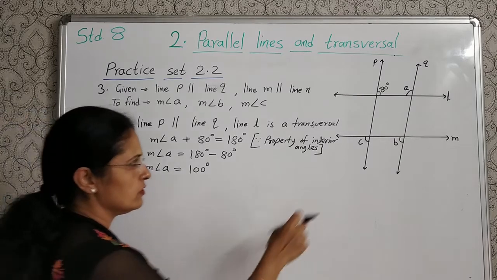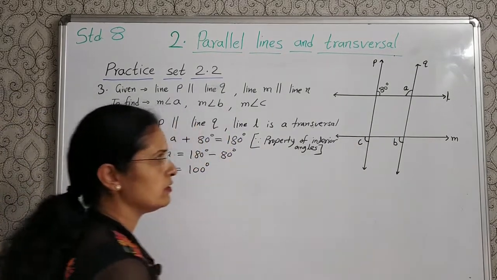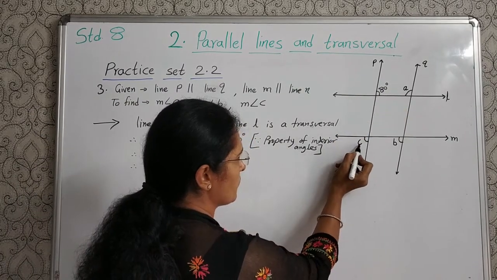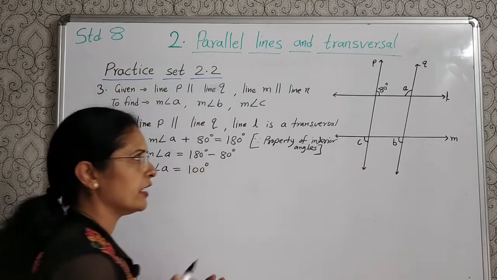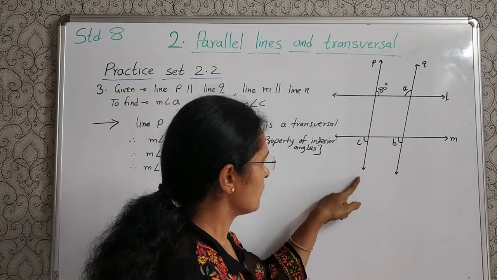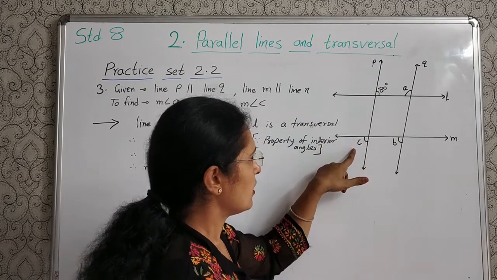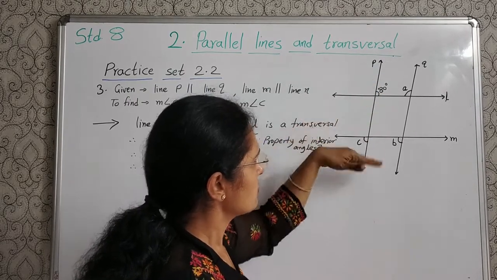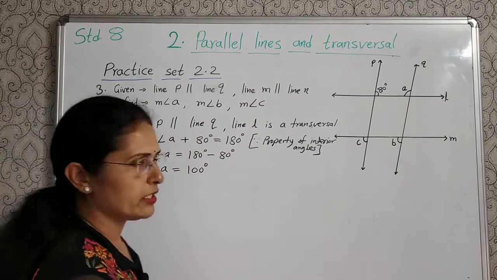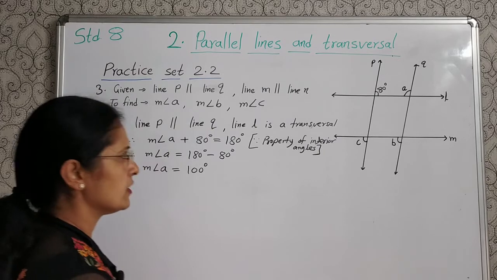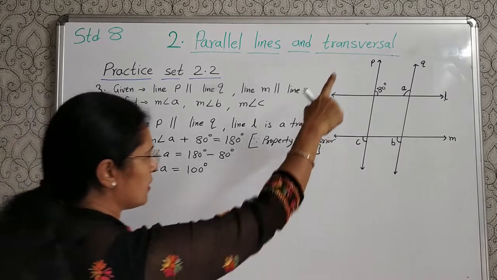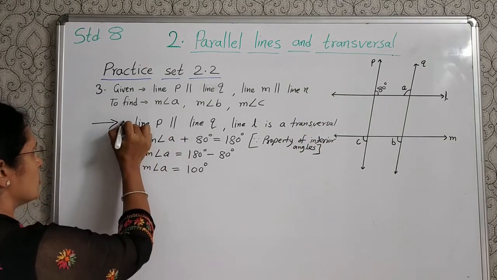Now to find angle C, we'll find angle C first. See, 80 degree and this angle C, they are exterior alternate angles. If you see, these are the two parallel lines and this is the transversal. So these two angles are at the exterior part of these two parallel lines and on the opposite sides of this transversal. So angle C and angle 80 degree are exterior alternate angles. So here we are taking line L and M parallel and P as a transversal. So this is the first part.